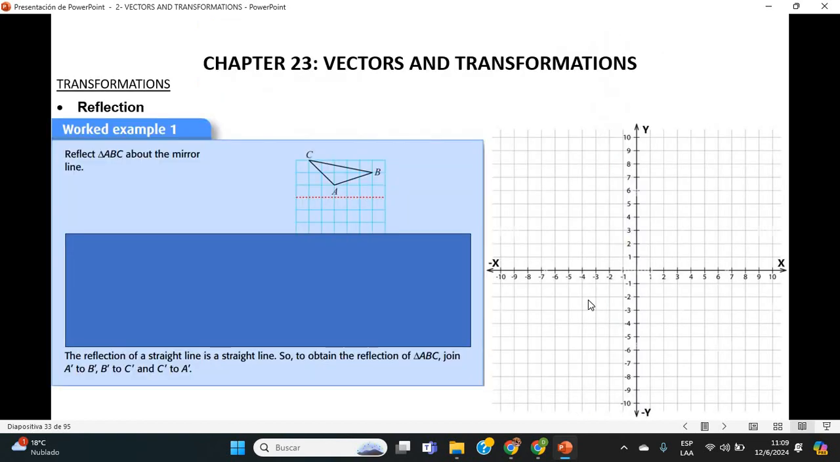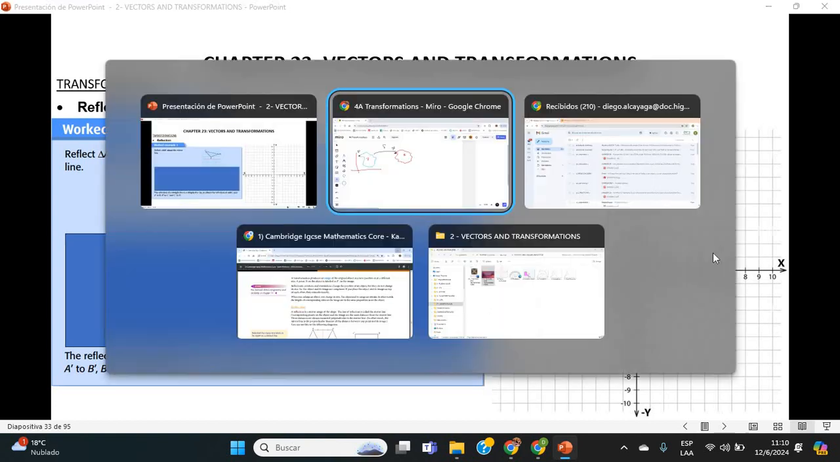You can read them, okay? So now we'll do this example, okay? We have ABC, and we have to draw a reflection about the mirror line. In this case, they give you a mirror line. But let's practice it on an X and Y axis, okay? I have it here.